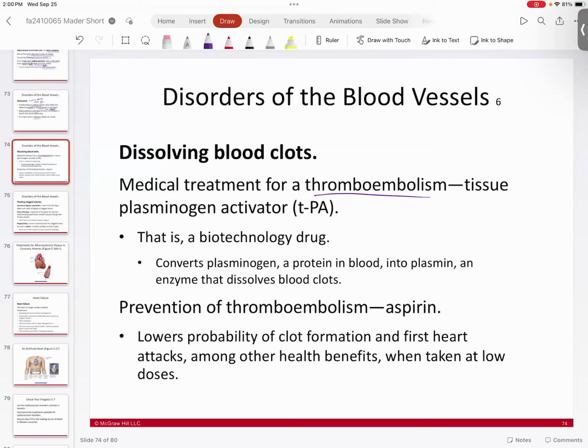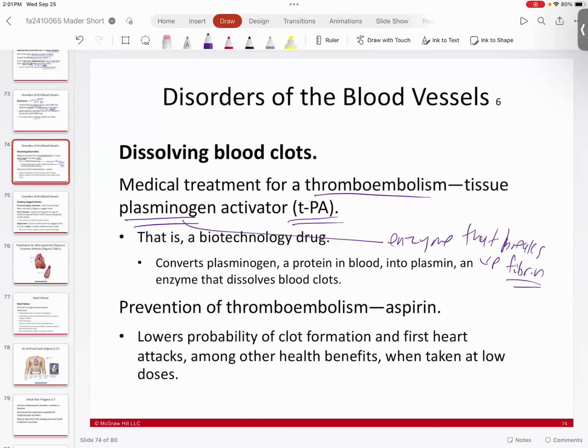So let's take a look at the converse, the over-clotting situation, the thromboembolism issue. One of the ways we can treat thromboembolism is by administering what's called TPA, tissue plasminogen activator. Now, plasminogen is an enzyme that breaks up fibrin. Fibrin is a protein in your bloodstream. It's in an inactive form, fibrinogen, but this is part of your blood clot.